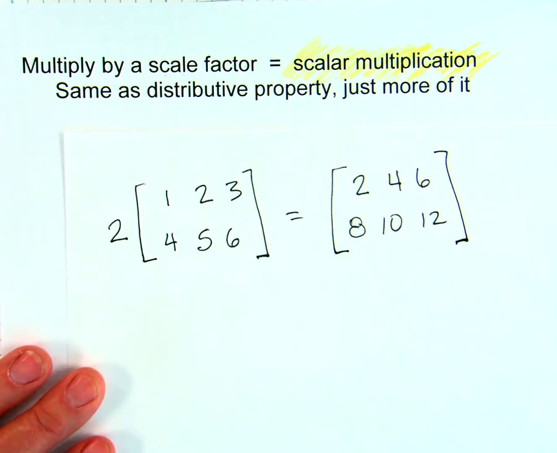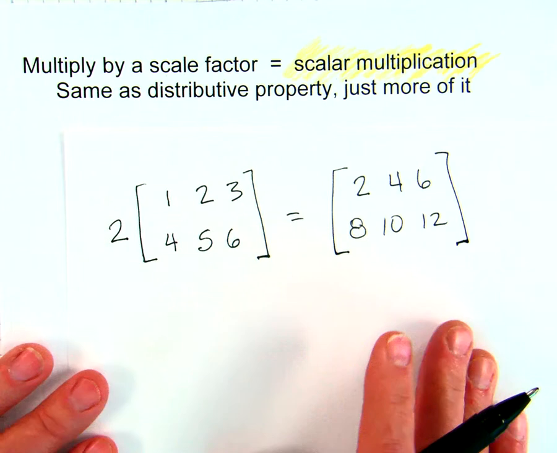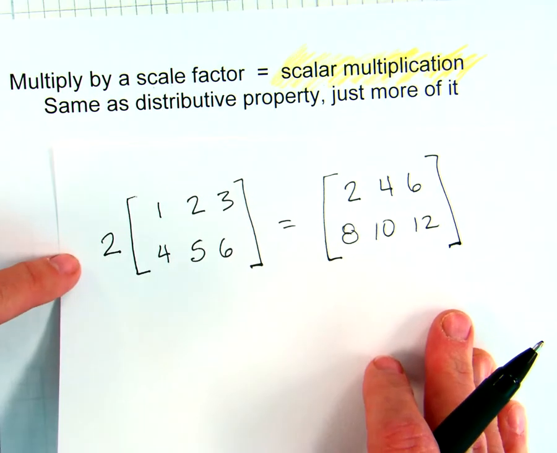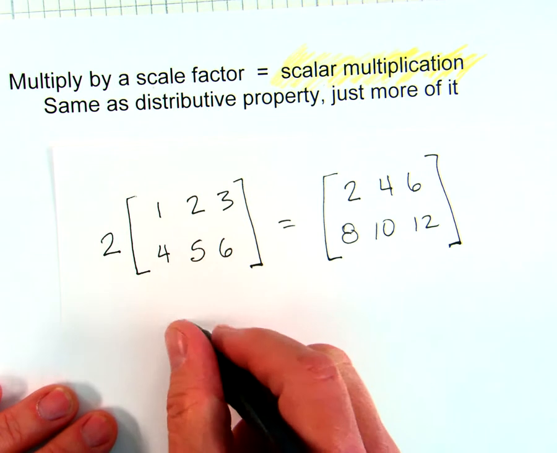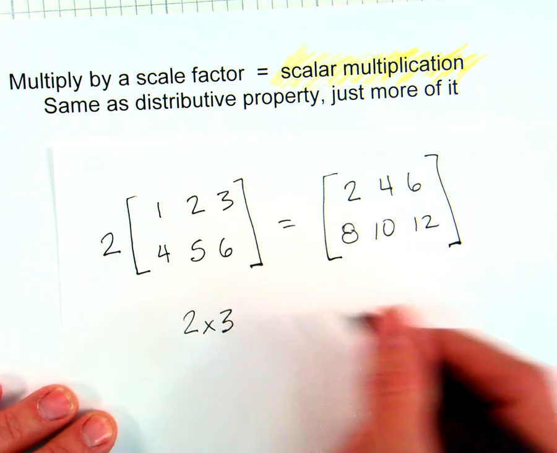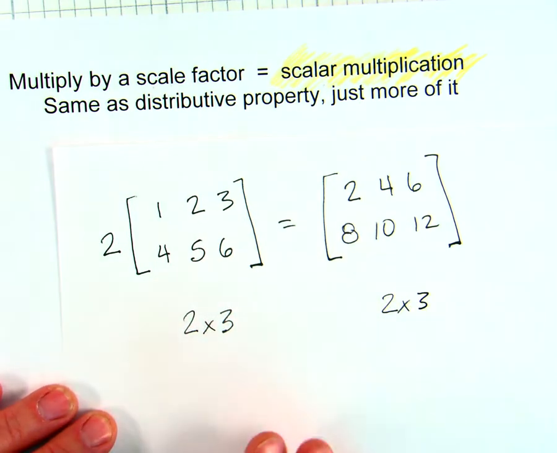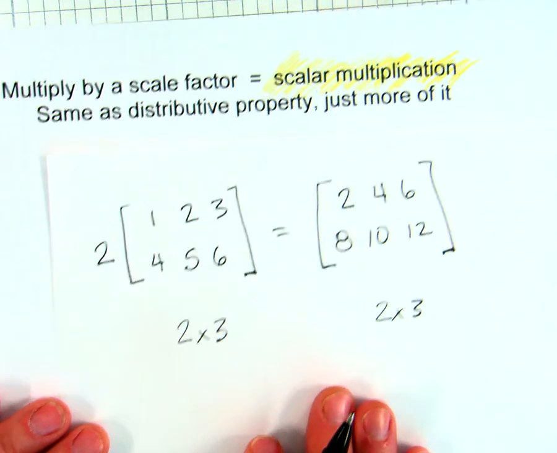No big deal. We always put the number first. I guess it would work if we didn't. Notice that our original matrix is a 2 by 3 matrix, and our answer matrix is also 2 by 3. So it works out well that way. Okay.